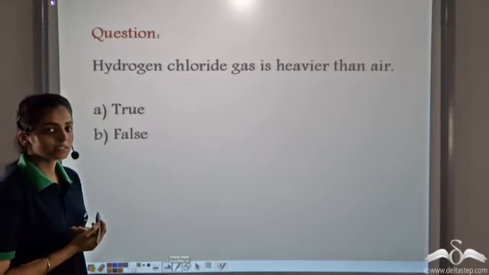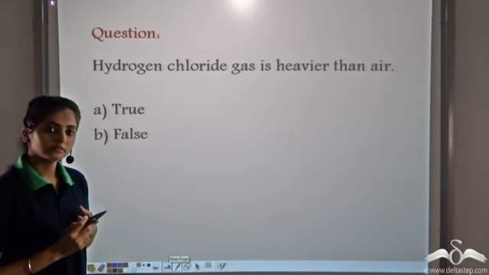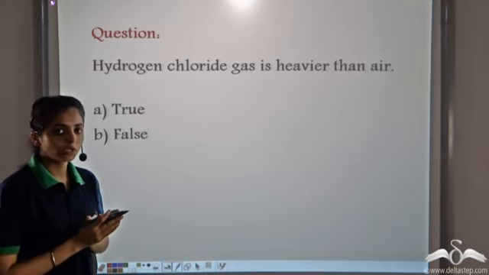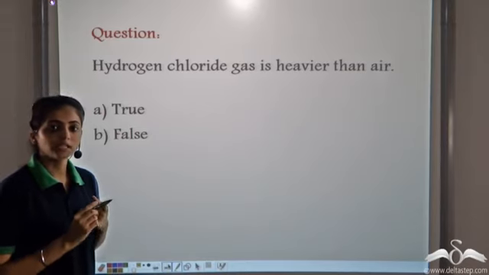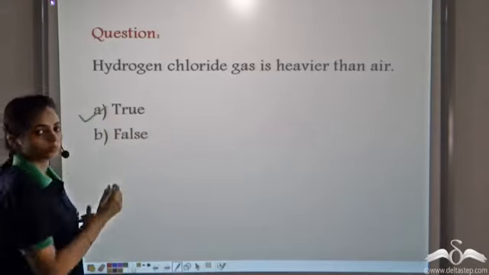Hydrogen chloride gas is heavier than air. Is it true or false? In the laboratory preparation of hydrogen chloride, we saw that the gas is collected by upward displacement of air. This means that the gas is heavier than air. So the given statement is true.